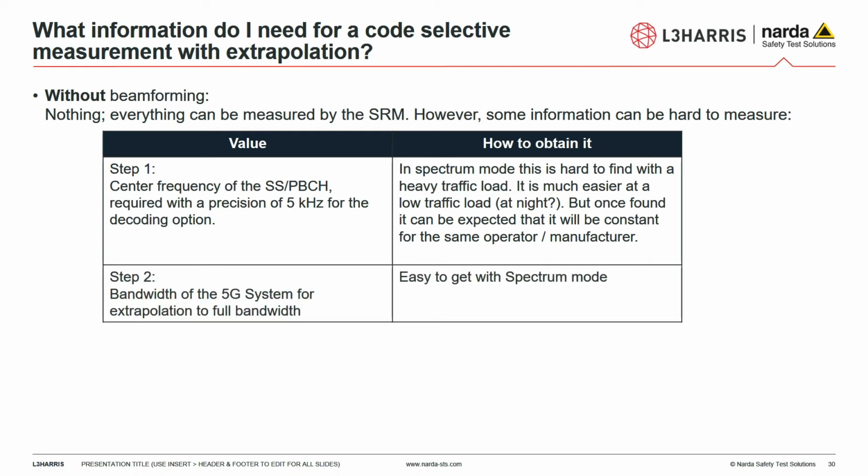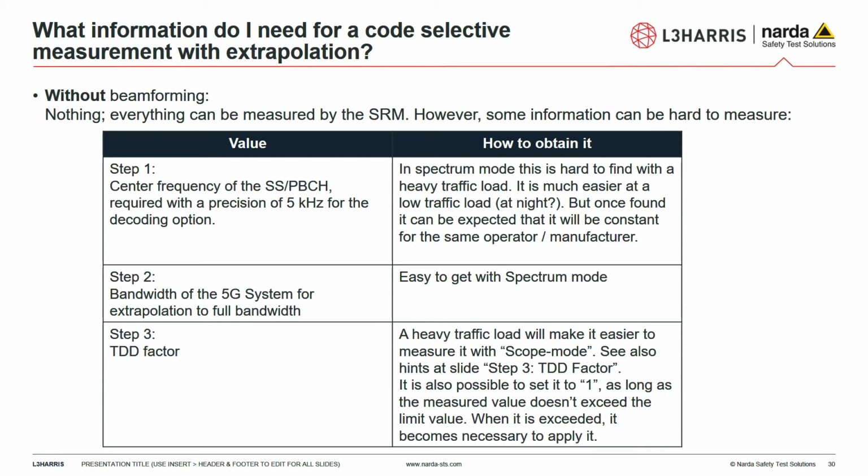System bandwidth. Easy to determine with the maximum result type in spectrum mode. A lot of traffic helps. TDD factor. Can be determined at high traffic levels in scope mode. See the information in part 5 of 5G in a nutshell. If the measured value is below the limit value, the TDD factor can simply be left at 1. It cannot be greater than 1 anyway, only smaller.